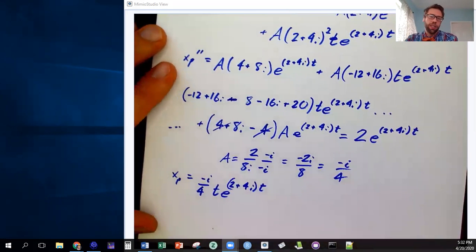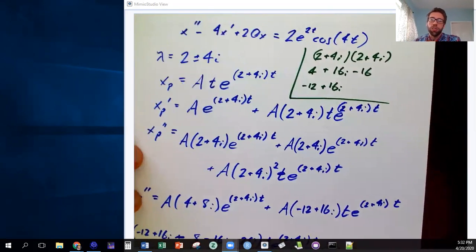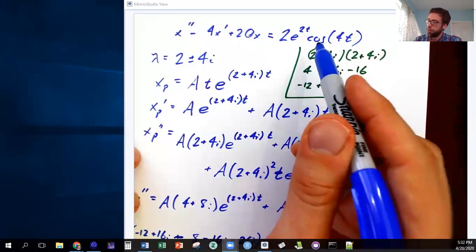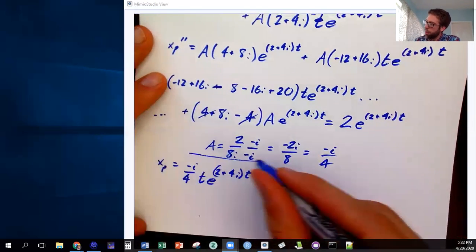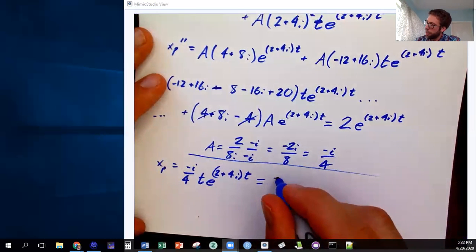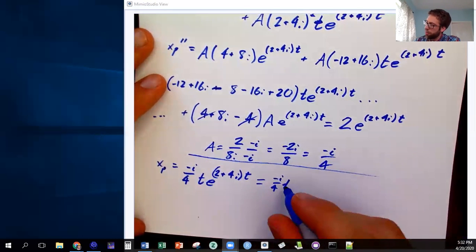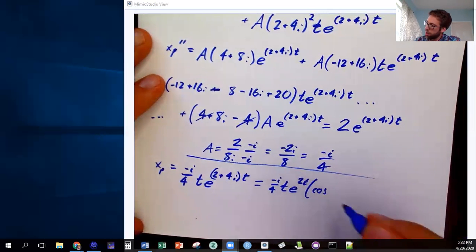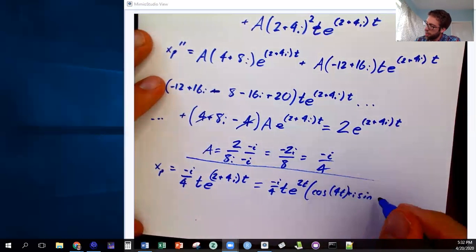And now I need to ask, am I looking for the real part or the imaginary part of this? Well, up here, I've got the cosine term, which means I'm looking for the real part. If I had the sine there, that'd be the imaginary part. So now, this is equal to negative i over 4 times t. I'm going to rewrite this with cosines and sines now. e to the 2t times cosine 4t plus i sine of 4t.